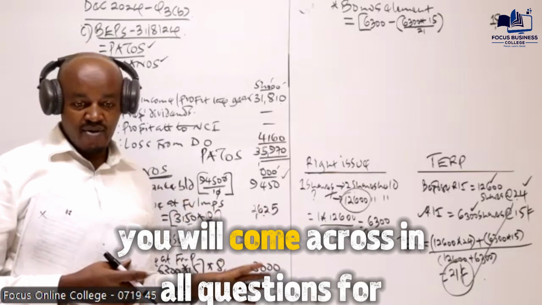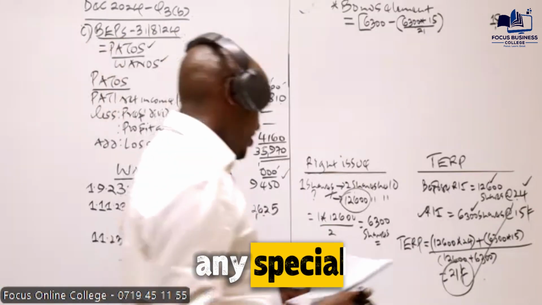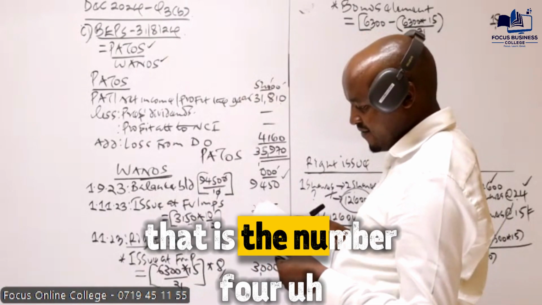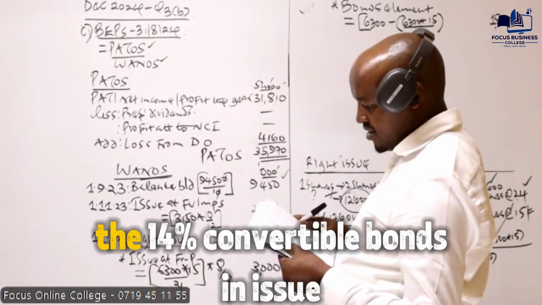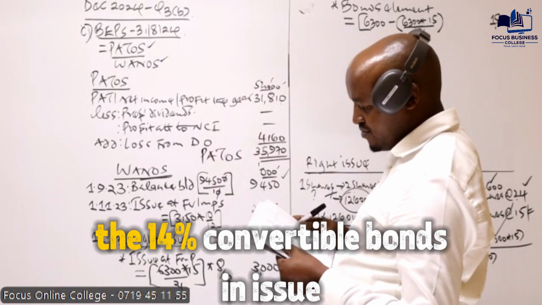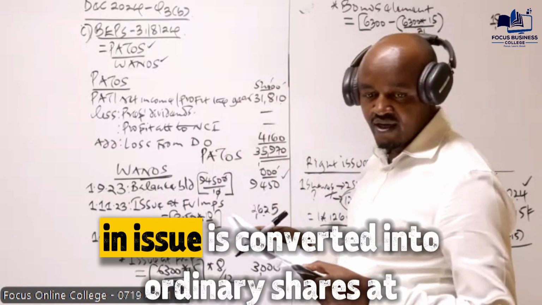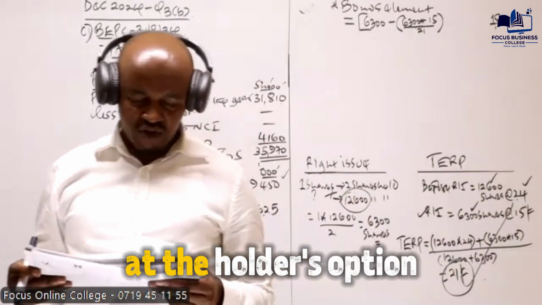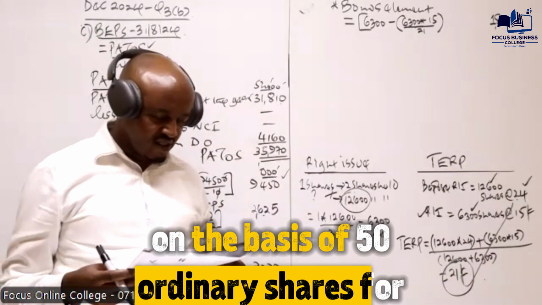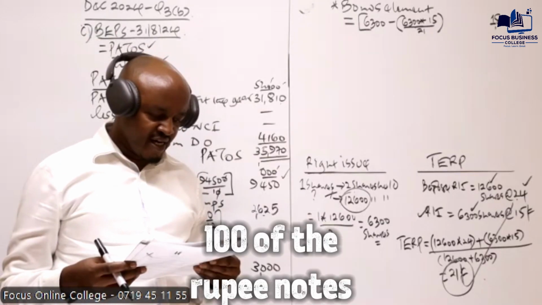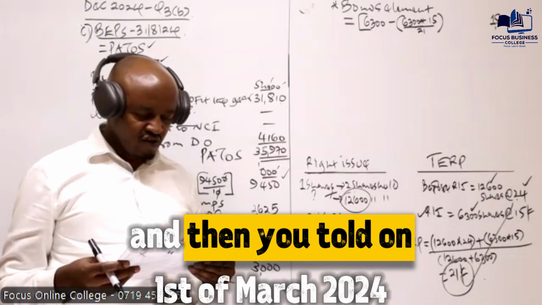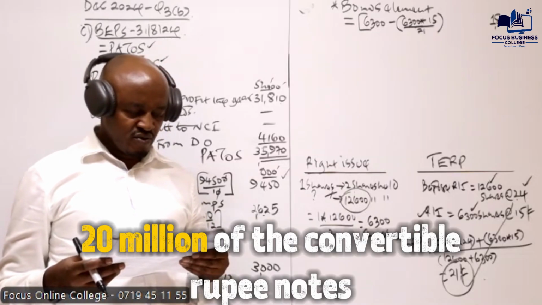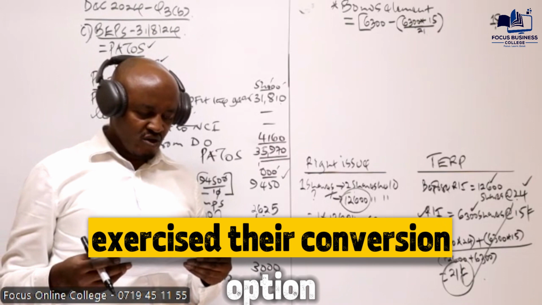I've said, is a concept you will come across in all questions for earnings per share. Then number 4, we are told that the 14% convertible note in issue is converted into ordinary shares at the holder's option on the basis of 50 ordinary shares for each shillings 100 of the raw notes. And then you're told on 1st of March 2024, holders of shillings 20 million of the convertible raw notes exercise their conversion option.